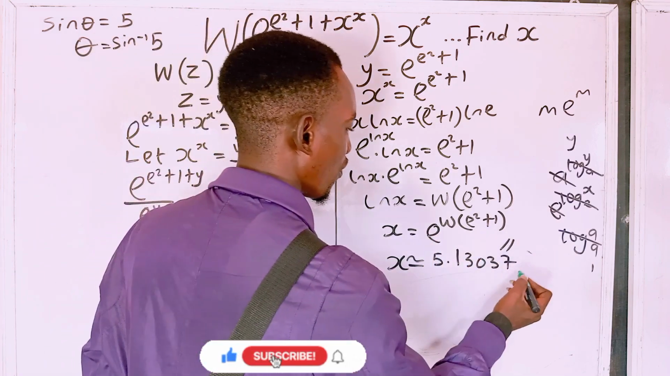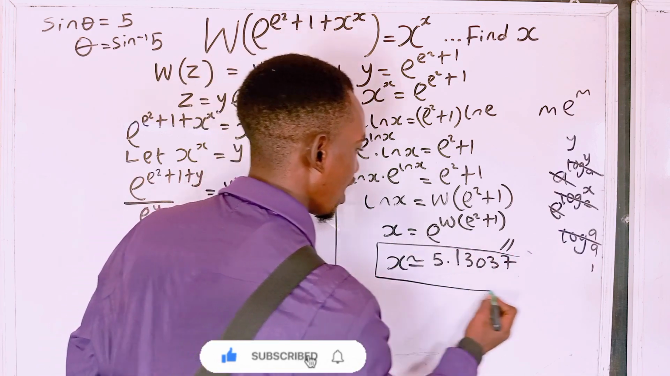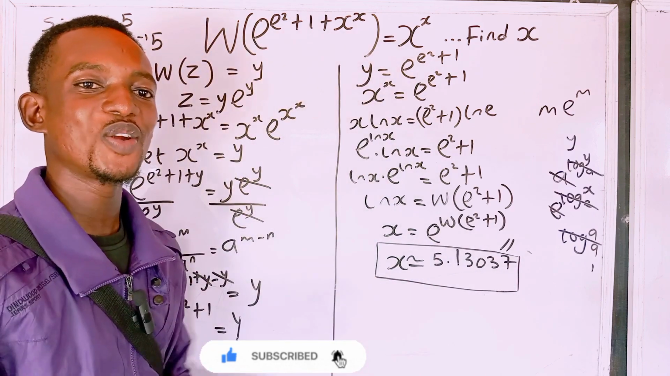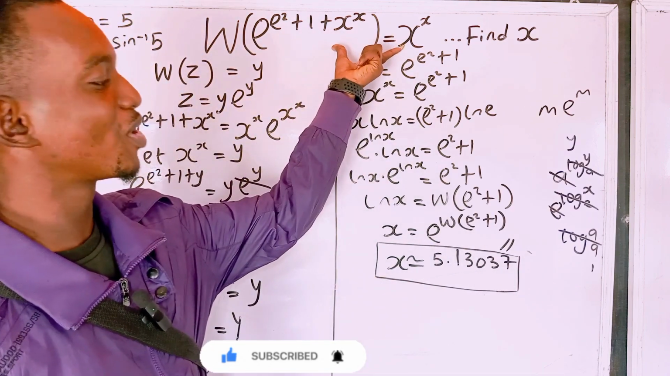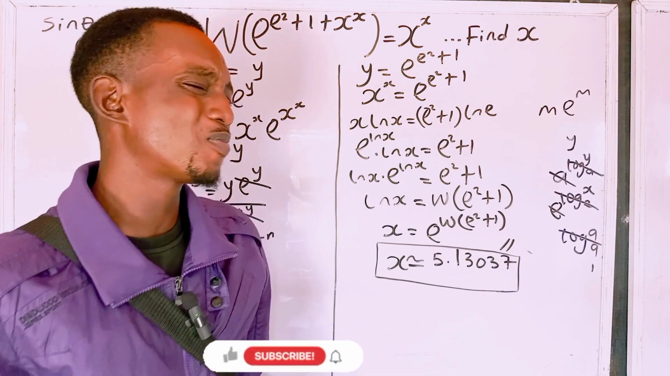So that's our final answer. Very, very simple. You can see that this scary looking equation has been reduced to this, as simple as ABC.